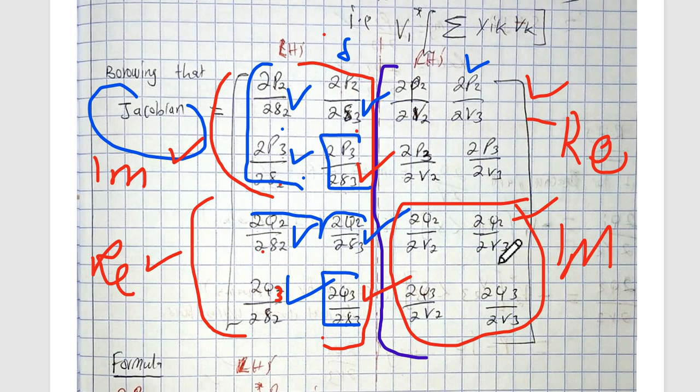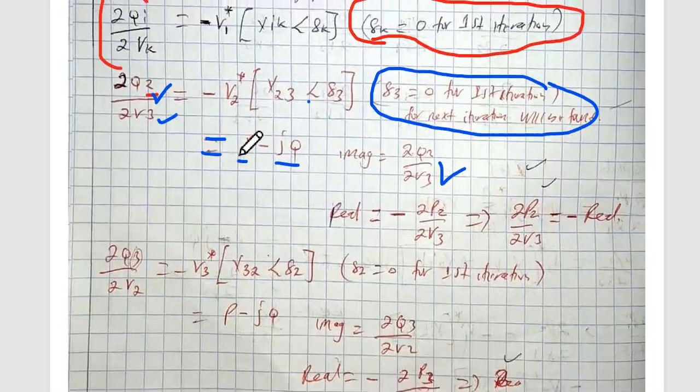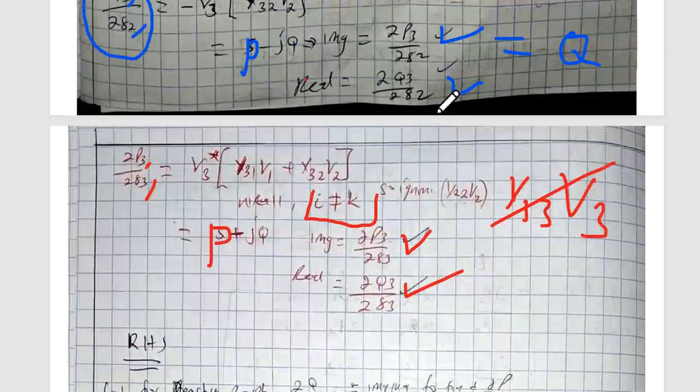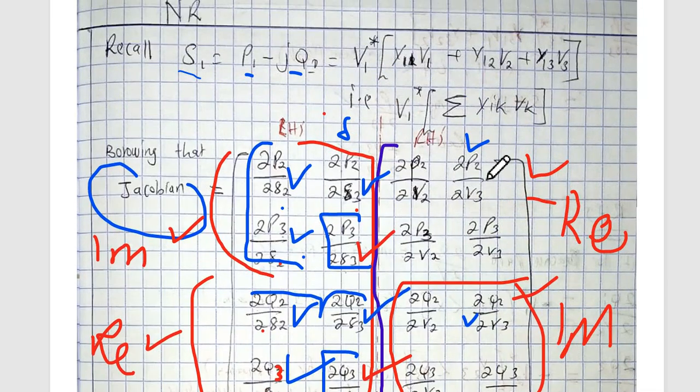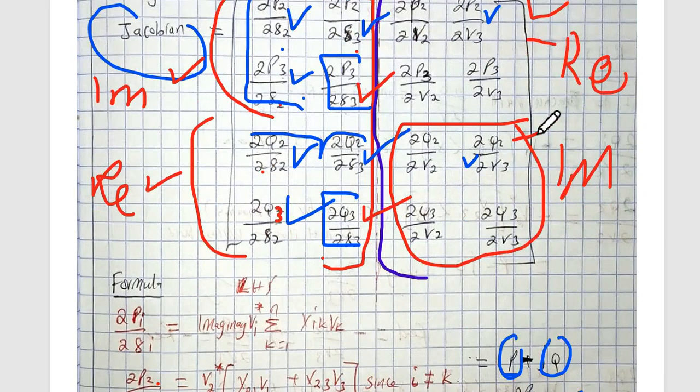Because we're dealing with voltage, we do this, and then we get this. Imaginary is this, and this is negative real. So we are doing partial q2 partial v3, so that we can also get this one here, partial p2 partial v3. After doing this, the imaginary is that, but to get partial p2 partial v3, it's just negative of the real you get here.